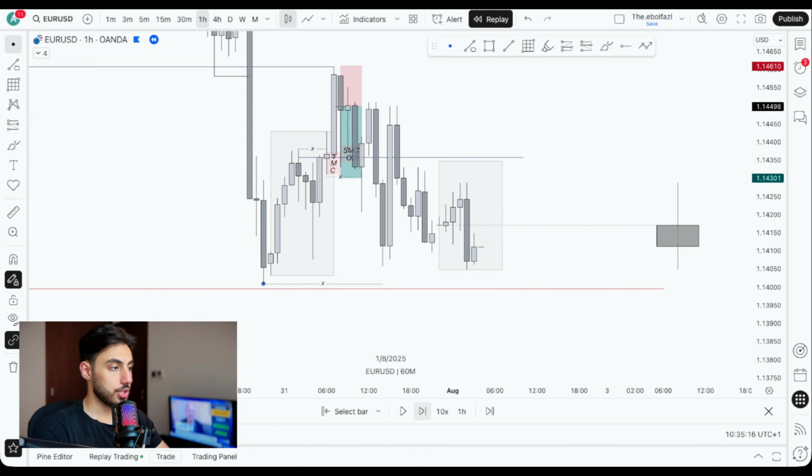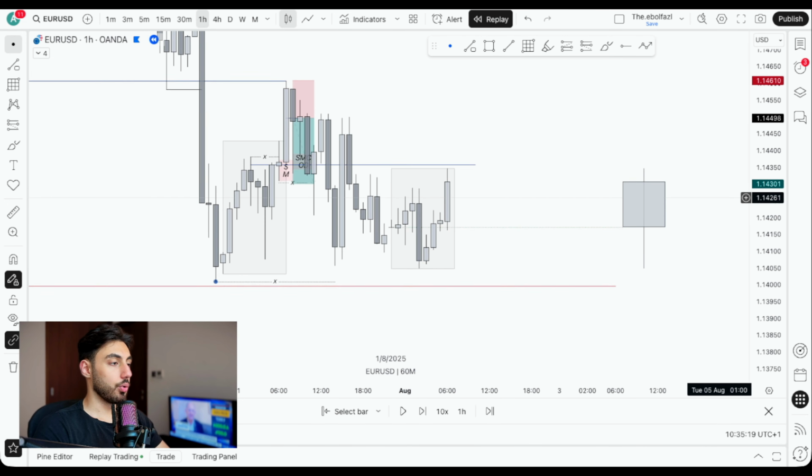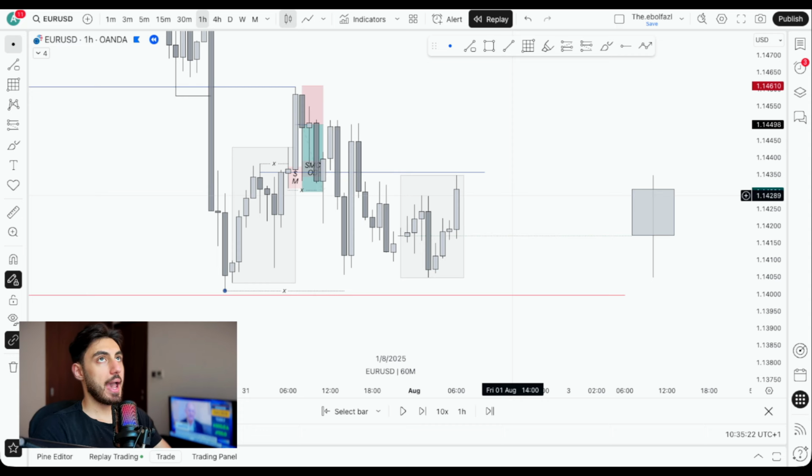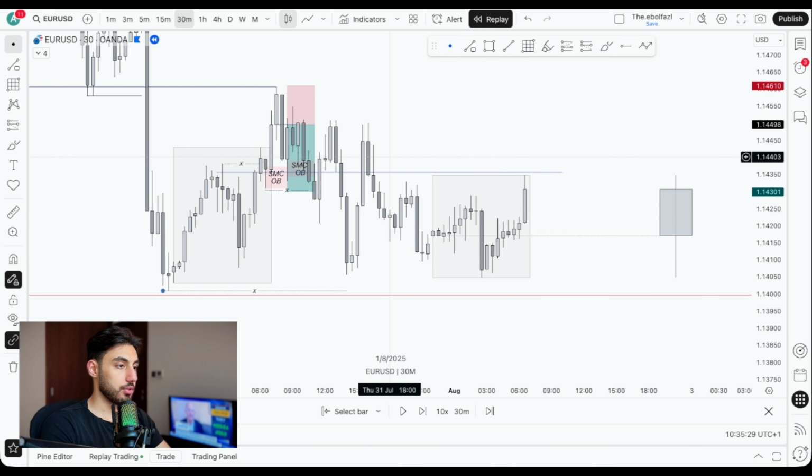Now, once the Asia session finishes, we're going to look for the range so I can have a clear vision of where my liquidity is, right? This time frame is going to make me confused, so I'm going to drop down to the 30-minute time frame.